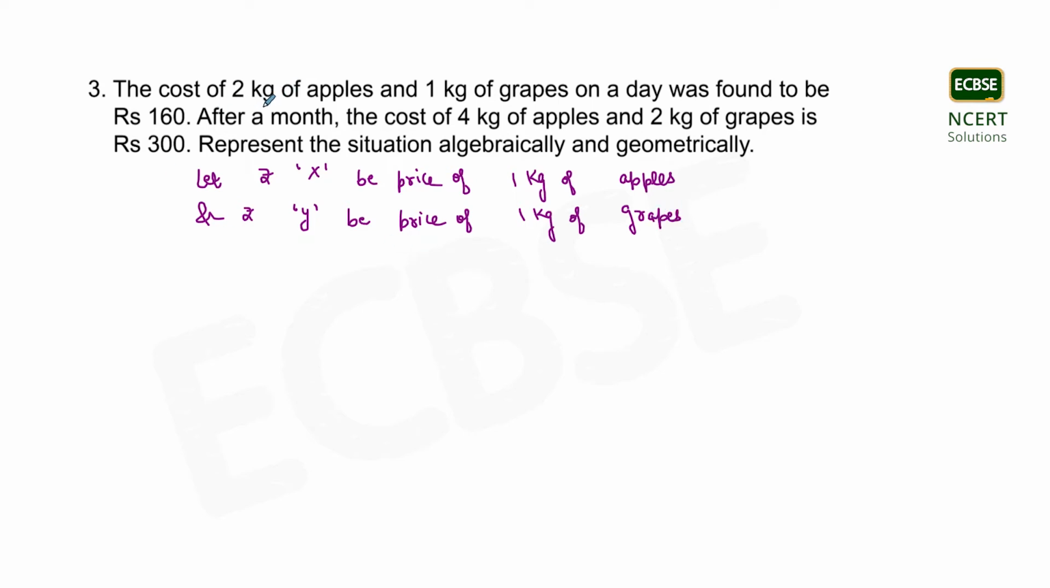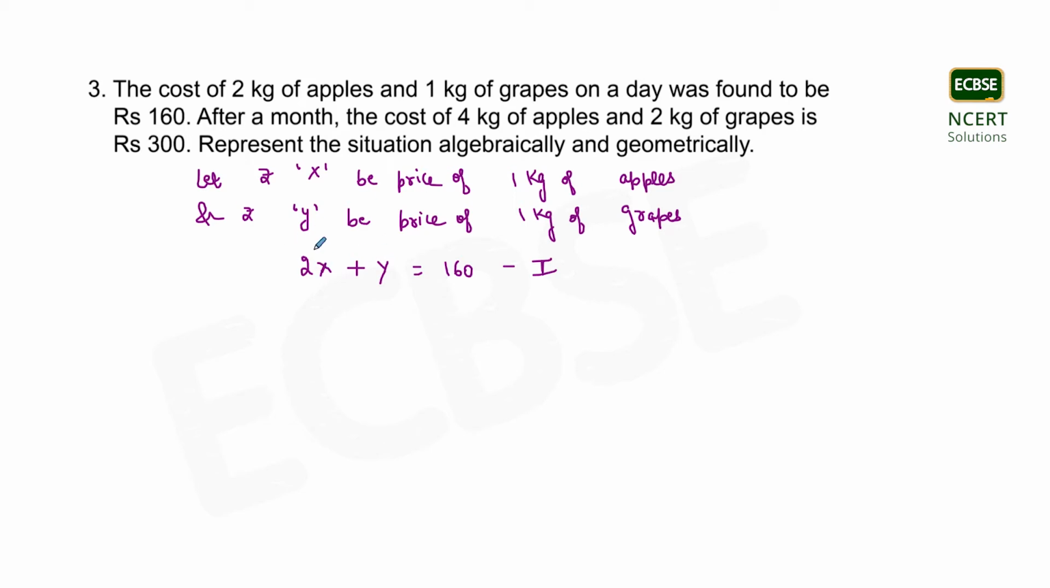Now, if we read statement 1, it has been given that 2 kg of apples and 1 kg of grapes cost rupees 160. So the cost of 2 kg of apples can be obtained by multiplying 2 with the price of 1 kg of apples, that is 2x, and 1 kg of grapes costs rupees y. So 2x plus y is equal to 160. Let this be marked statement 1.